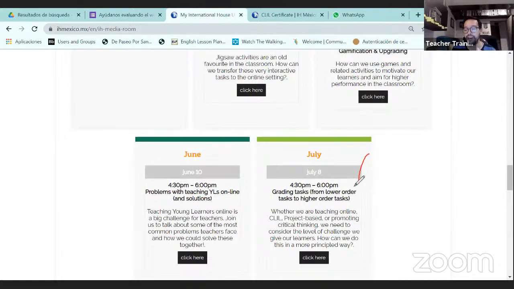And today, Veronica was talking about higher order, lower order tasks. So this is another topic that we're going to be following up on in around 2 weeks from now. This is going to be July the 8th.